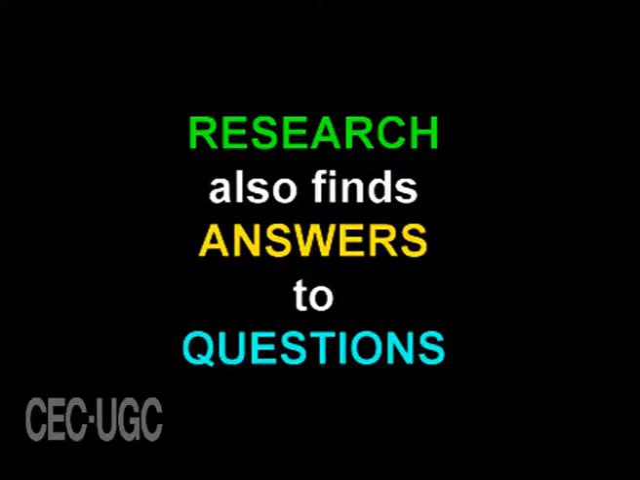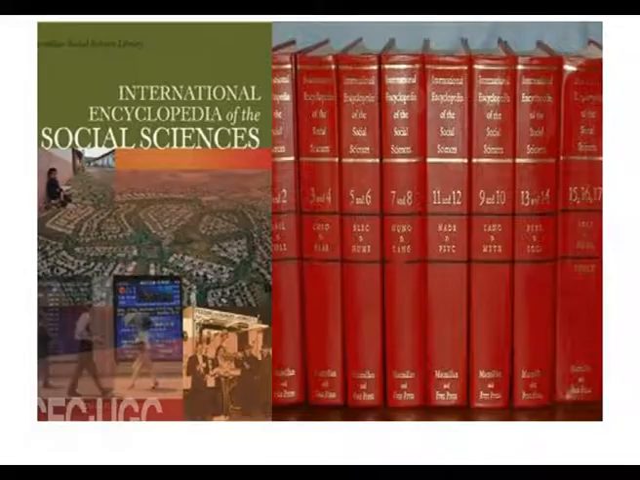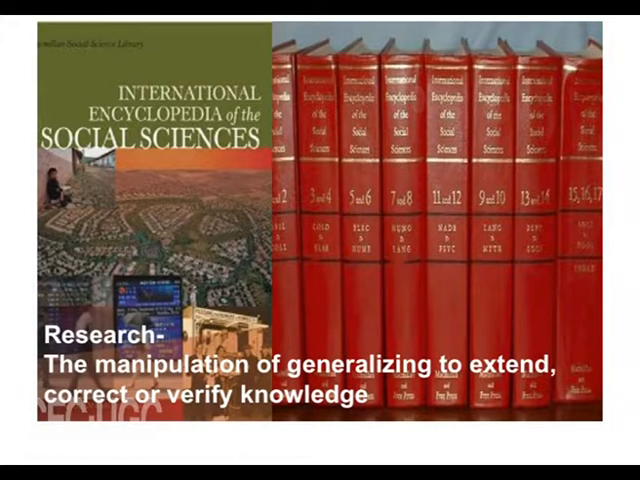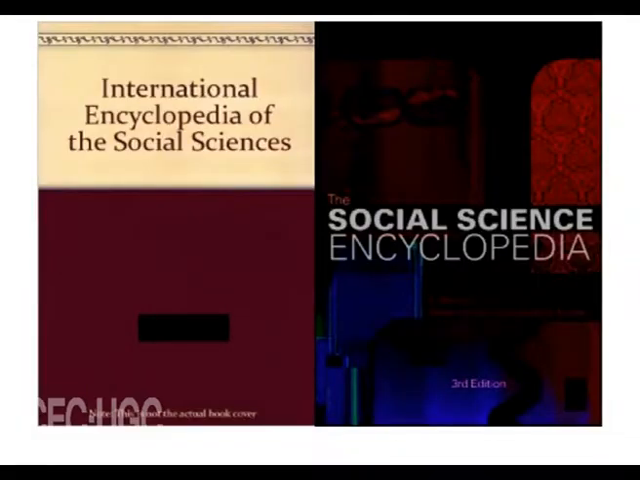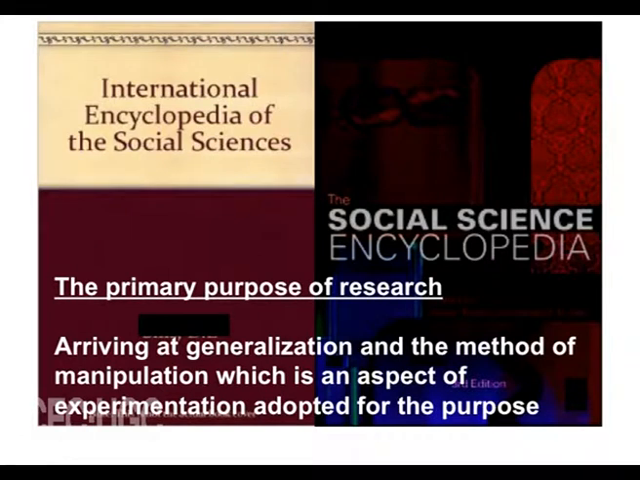This definition is an inclusive one, but it emphasizes the problem solving purpose only. Research may also aim at finding answers to questions. The Encyclopedia of Social Sciences defines research as the manipulation of things, concepts or symbols for the purpose of generalizing to extend, correct or verify knowledge. This definition highlights the primary purpose of research as arriving at generalization, and the method of manipulation, which is an aspect of experimentation adopted for the purpose.